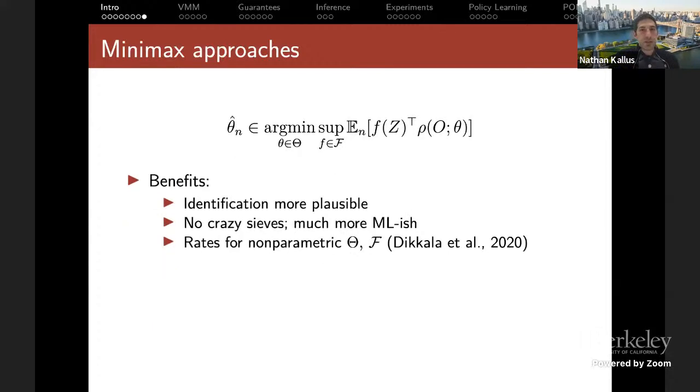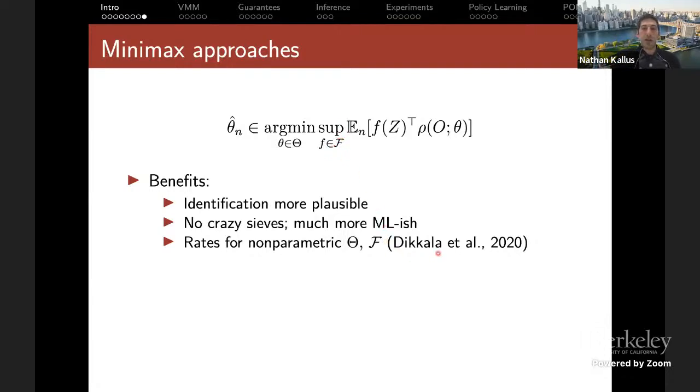But there are limitations to this as well. So first, on the positives, the benefits are that identification is now much more plausible. As long as F is going to be dense in L2, we're done. This is exactly the same thing as the conditional moment problem, right? We haven't made any assumption that we found k sufficient things to identify. There's no longer crazy sieves, no Hermite polynomials and unwieldy stuff like that, no splines. It's much more ML-like, right? Put a neural net in it, maybe you grow the neural net. Put an RKHS in it, stuff like that.